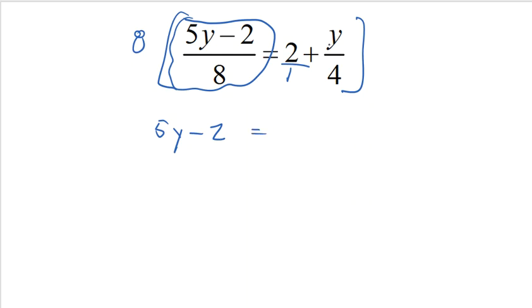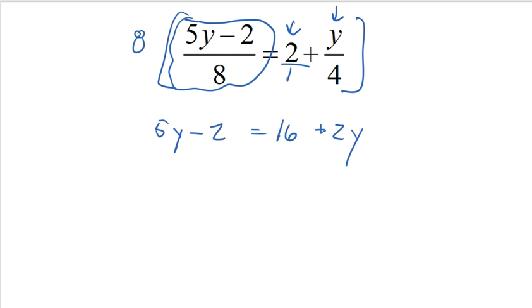Now when I multiply by 8 on the other side, I go to this fraction and this fraction. So 8 times 2 is 16. 8 times y over 4, the 8 and the 4 reduce to a 2y, right? Because 8 fourths is 2, so 2y. So that's one way to do it.